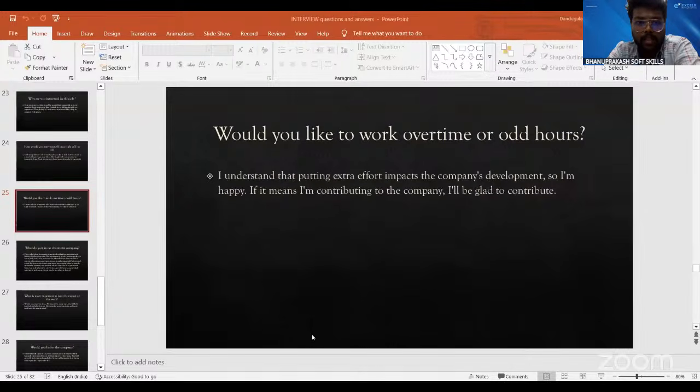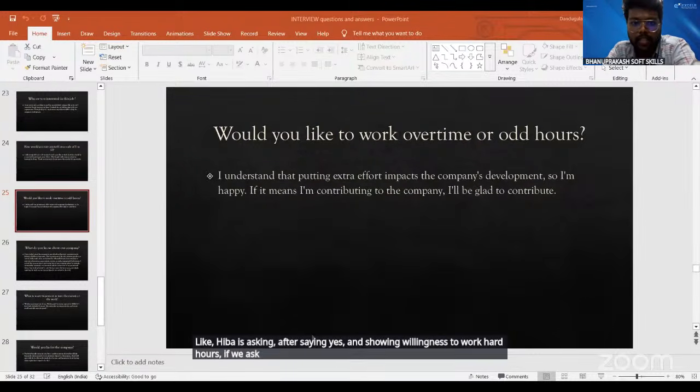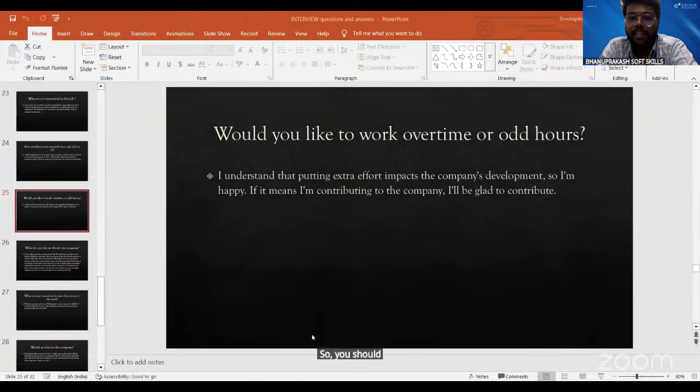Like Hiba is asking, after saying yes and showing willingness to work hard hours, if we ask if you are ready to pay for those extra hours, I'm ready to work. Will this sound impolite? Yes, it is. So you should never mention anything like that, like extra payment or something like that. Okay.